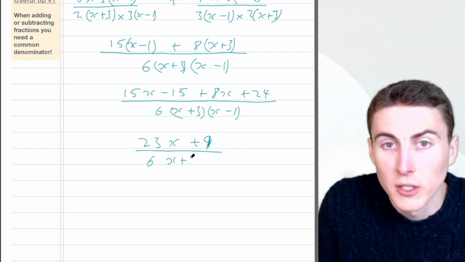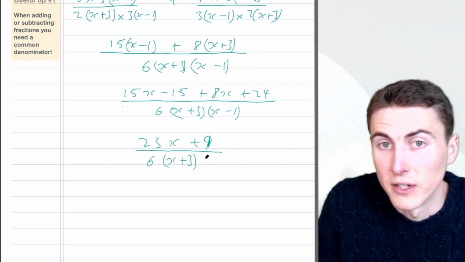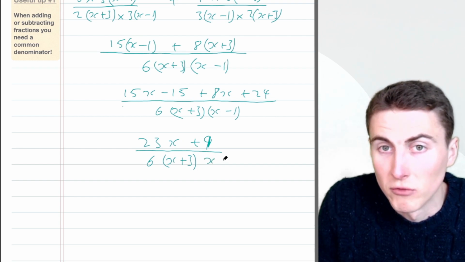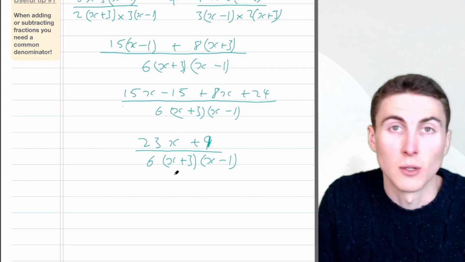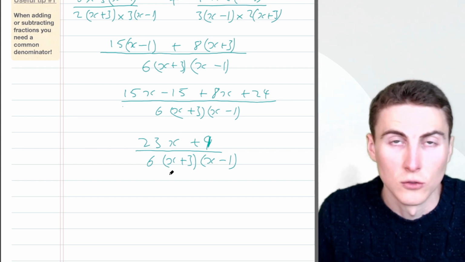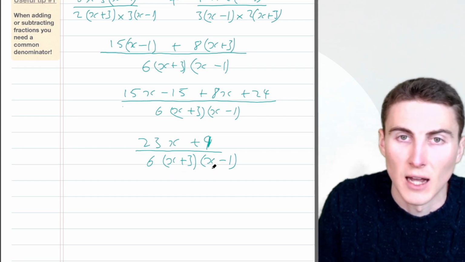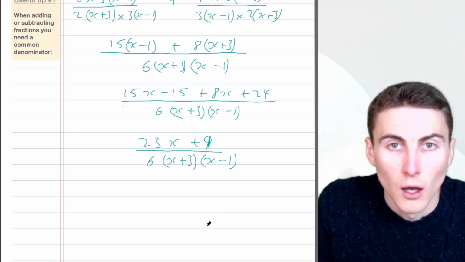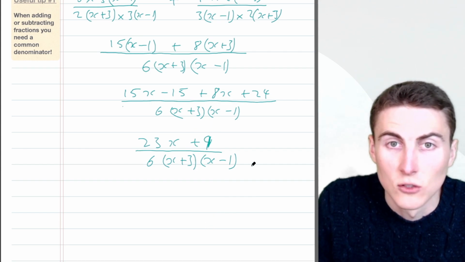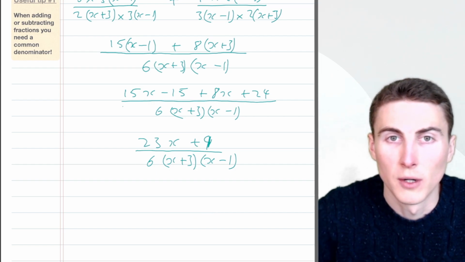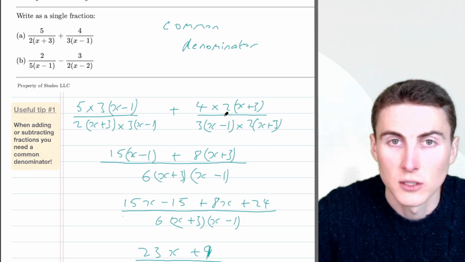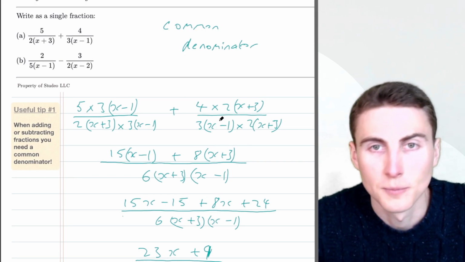And I could expand the bottom so they didn't have any brackets, but you don't really need to. And often it's more helpful to keep it in brackets like this, because if you need to do something afterwards, like partial fractions or something, then it's easier to have it like this. And that's it. I can't factorize the top again, so that's everything. So just remember, you've got to find a common denominator first, then you can add them.